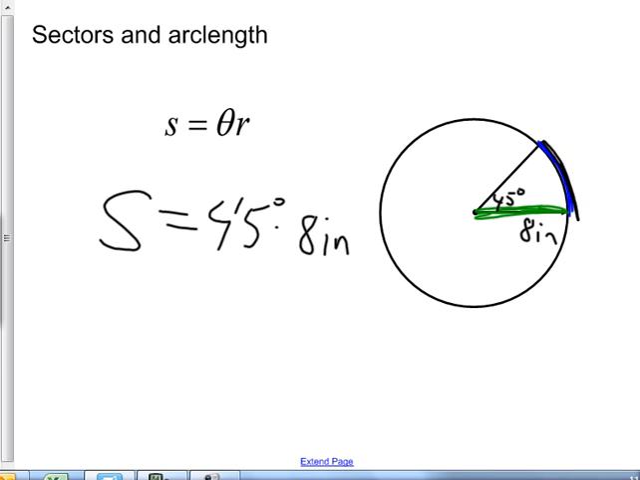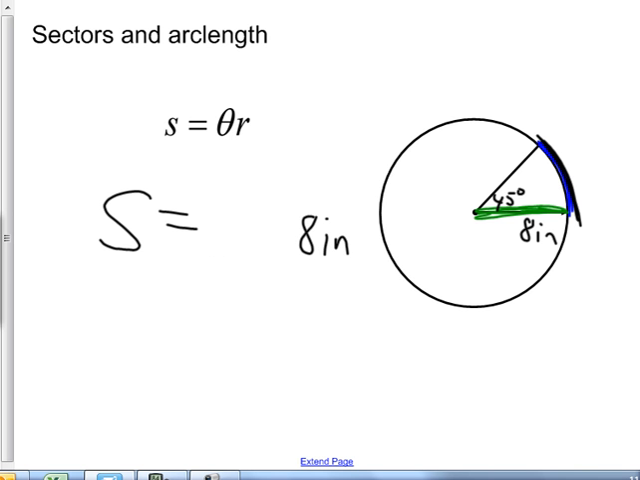I want this in inches. So do you get why this can't be degrees here, and it has to be something that doesn't really have units? Remember I was saying before that radians don't really have units? Because otherwise it would be 8 inches times some other thing. They'd be inch things. Inch radians. Wouldn't make sense. So radians don't have units.